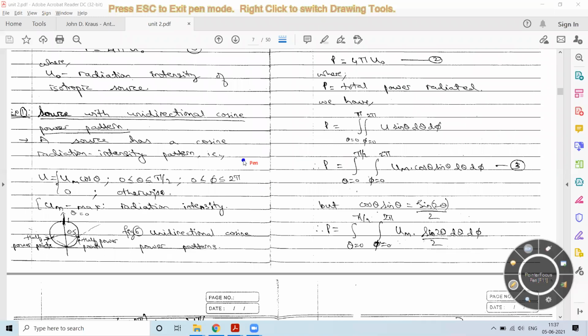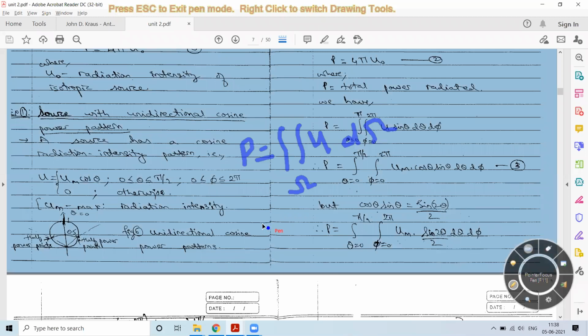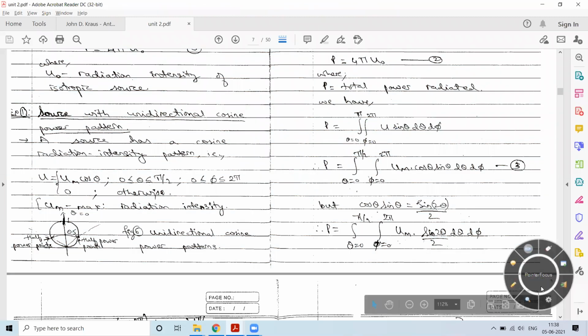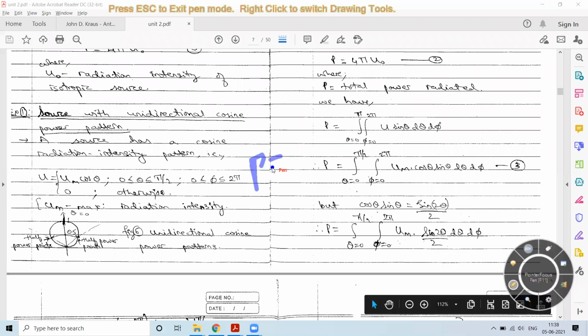Based on that, yesterday we had applied the power theorem, in which the radiated power is the integral of the radiation intensity with respect to the solid angle. It is the integration of the radiation intensity with respect to solid angle. Now, if it is an isotropic antenna, what do we have?